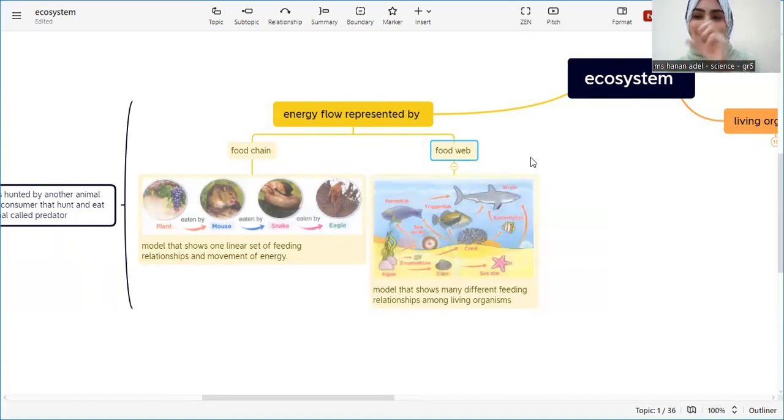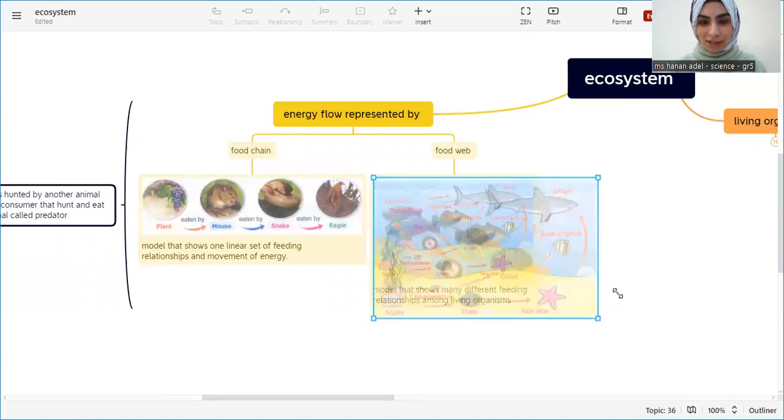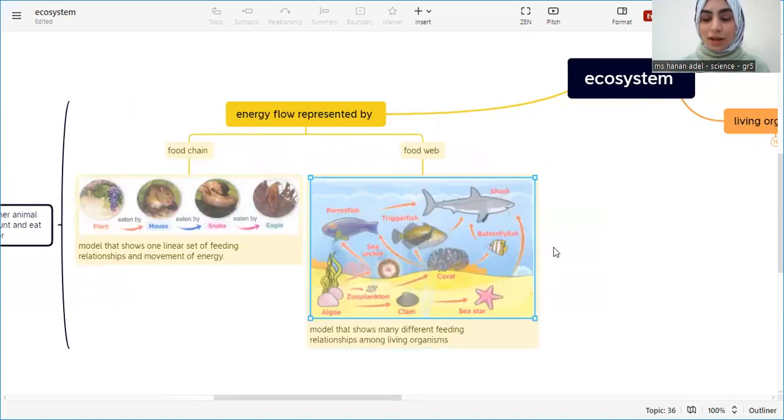In a food web, it's a little bit different. Let me make it bigger so you can see it well. If you watch this carefully, you will find that the shark can eat many things, not only one thing. The shark can eat the sea star, at the same time it can eat the butterfly fish, triggerfish and parrotfish, many things here. So it's not only one way for the energy to move, it's many ways. So the food web is a model that shows many different feeding relationships among living organisms. Many predators for the same prey, many prey for the same predator.